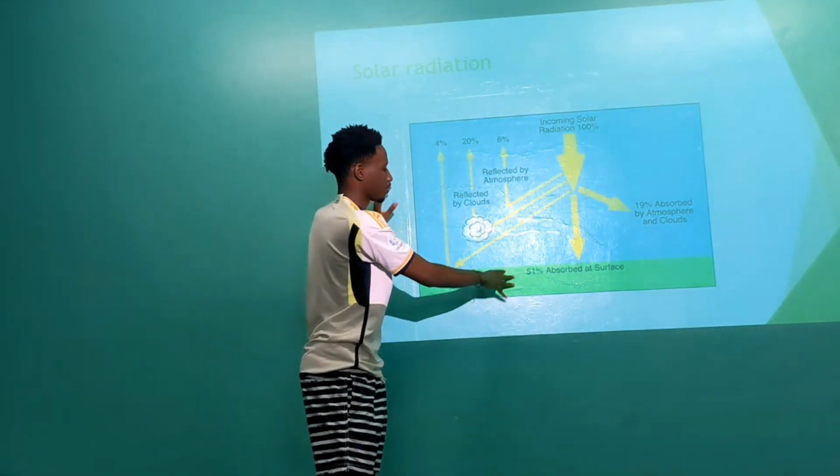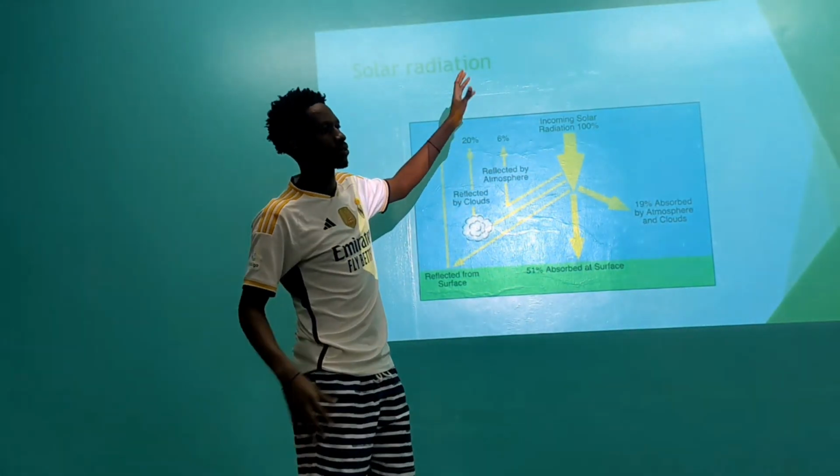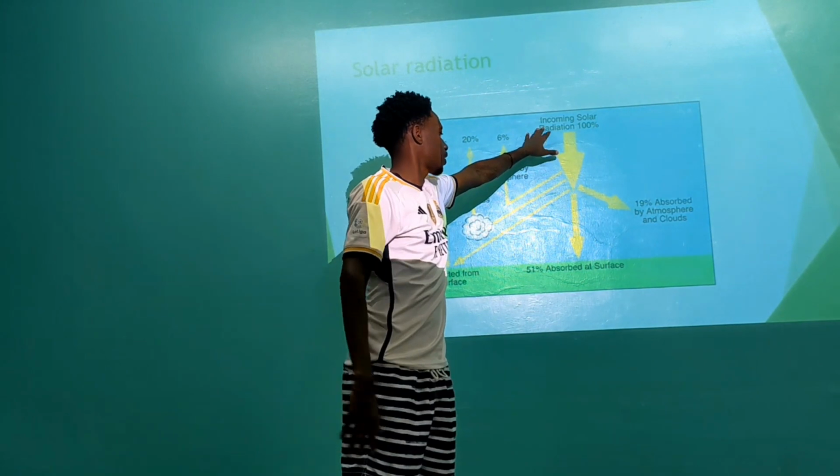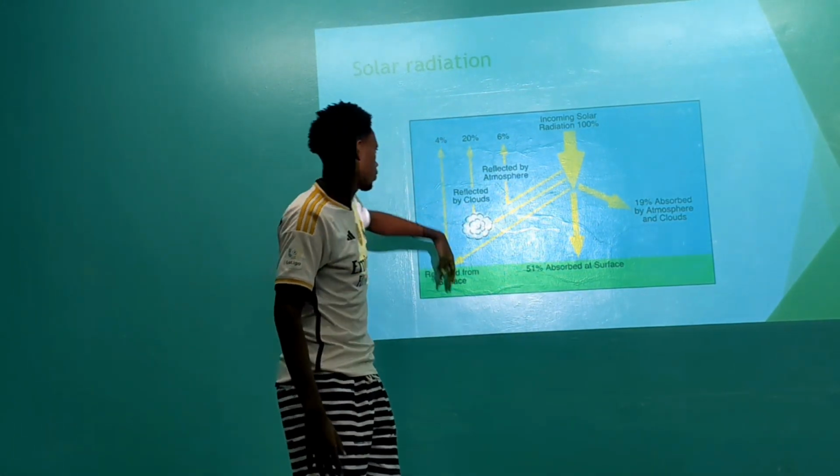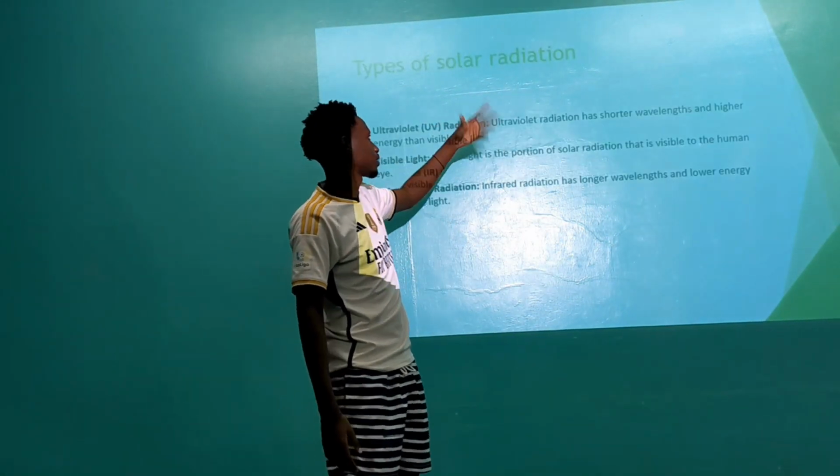Meanwhile, this is the percentage of the solar radiation coming from the sun to the earth and also going back to the sun. It's like the percentage.